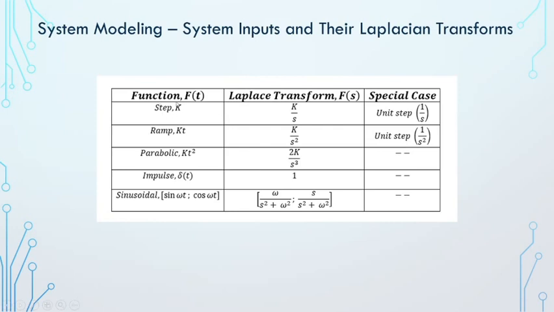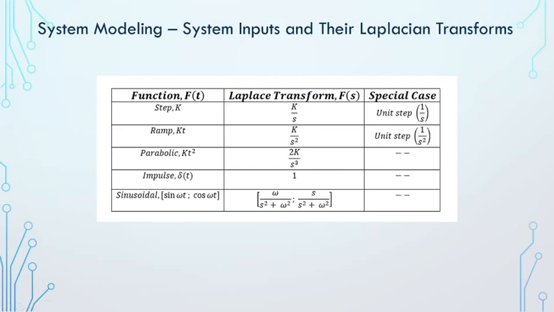So for a given input, what is the Laplace transform? If you have a step value k, where k is a constant, the Laplace transform is k over s. And for a special case, when you have a unit step function, then of course k equals 1, and that's what you have here. For a ramp input, this is what you have as the Laplace transform, and then the special case for a unit ramp function. The Laplace transform of a parabolic function is this. Now, 2k is also a constant. You can say let the constant 2k be equal to another constant c. So this will be c over s raised to the power 3, where s is the Laplacian variable.